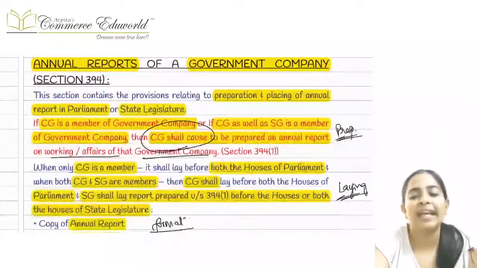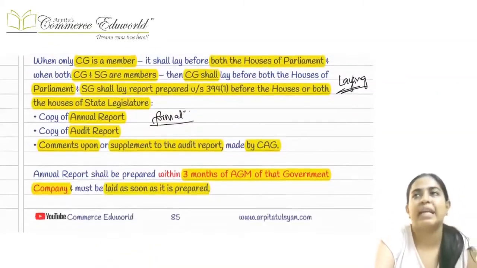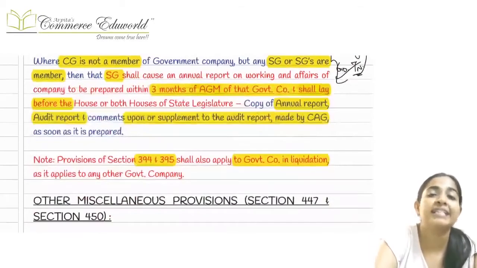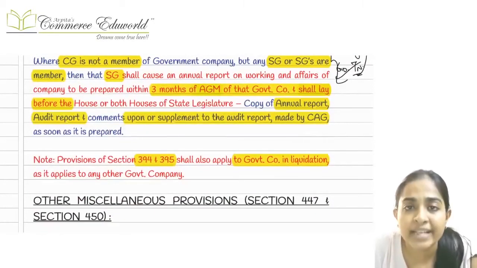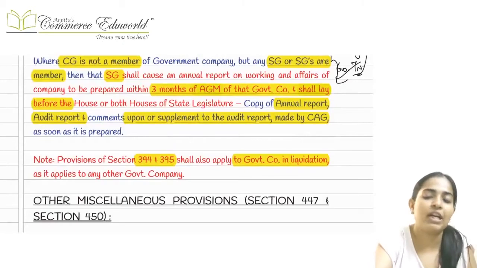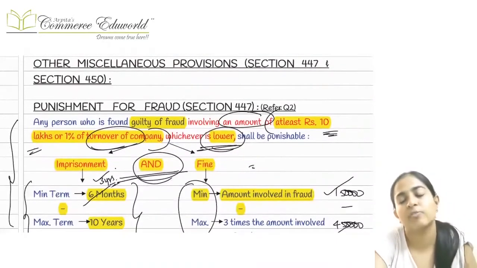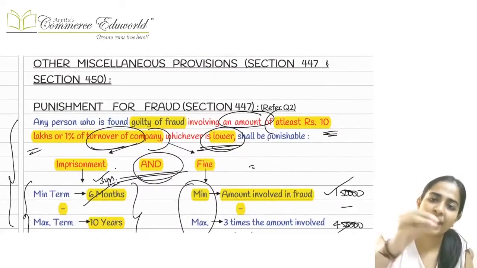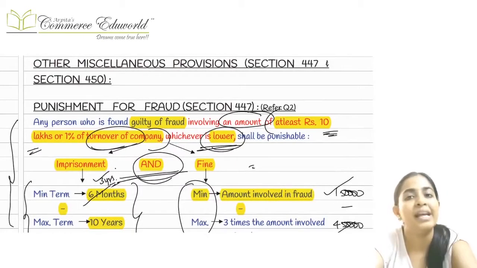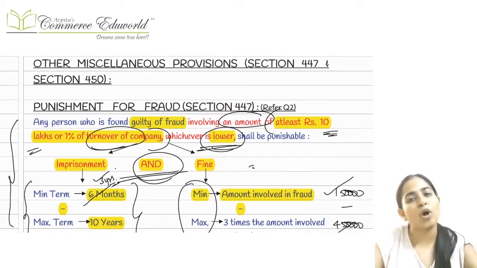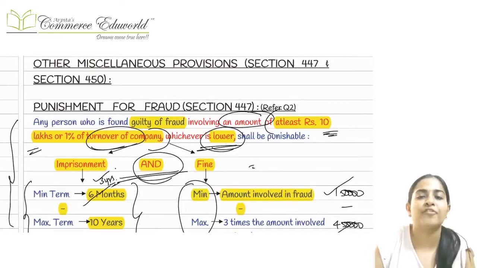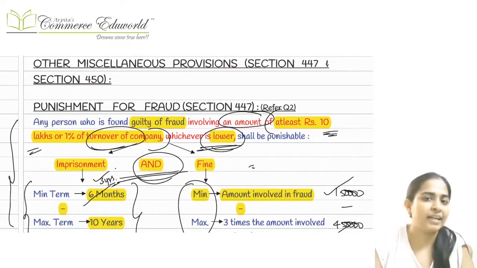These provisions, 394 and 395, are even applicable to the cases where the government company is into liquidation. Even if the government company is into liquidation, these provisions are applicable. It means the report has to be prepared the same way, and laid down the same way. This was all about the first part, that is your government companies.